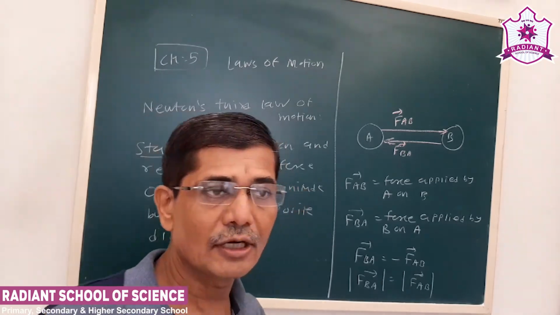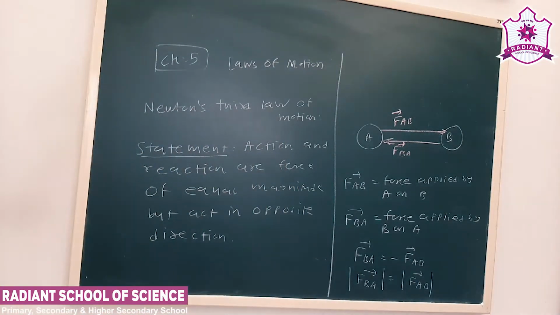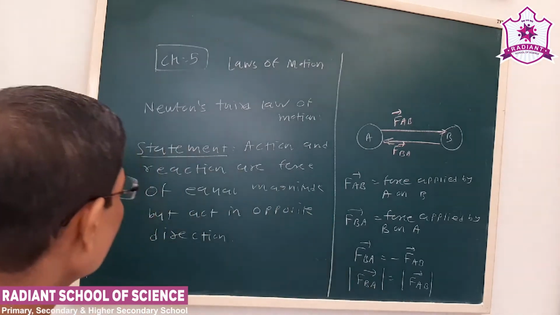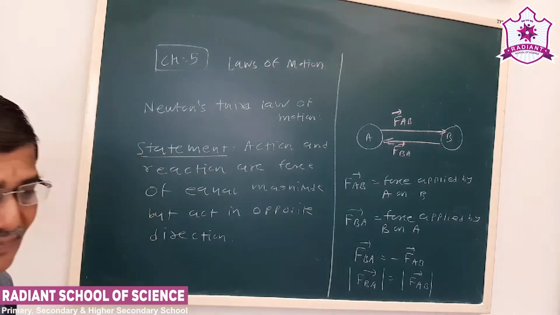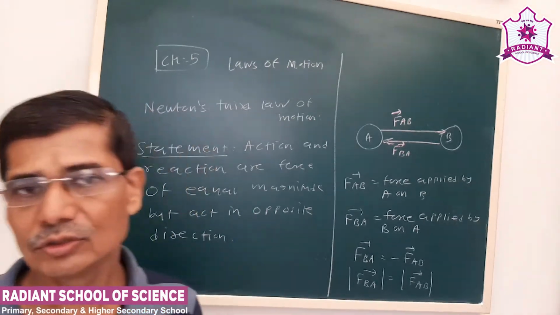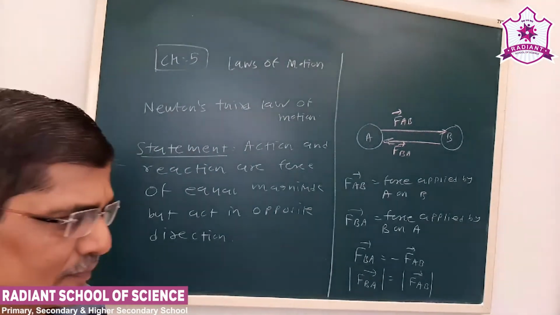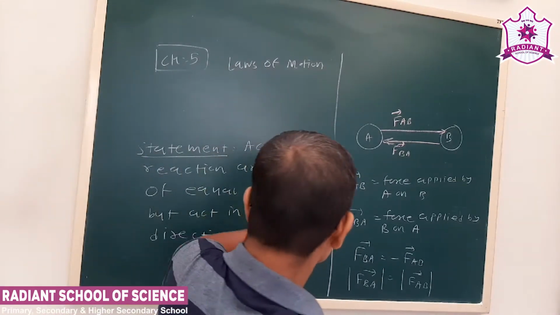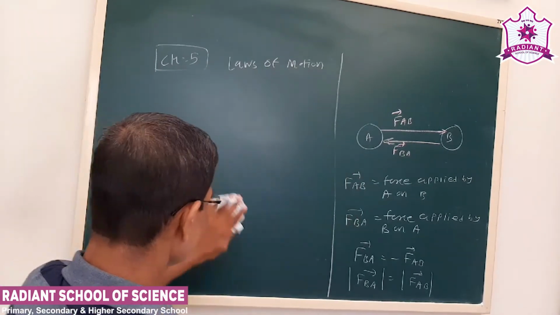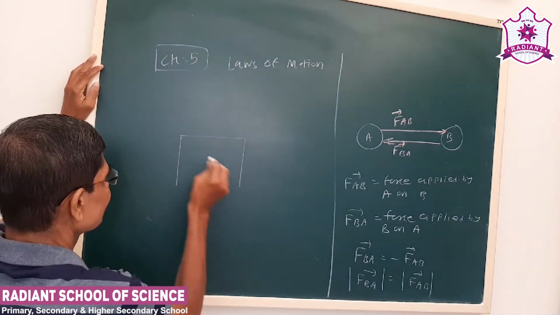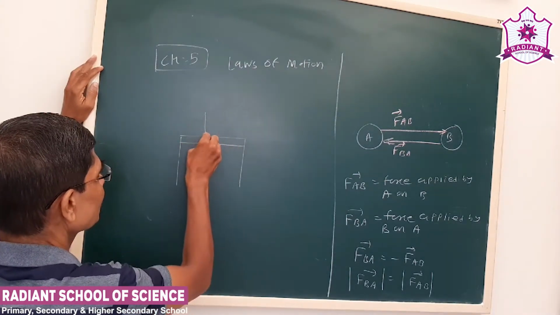The third law says forces are always in pair. The third law says forces are always in pair and isolated forces do not exist. Let us see how. Now we take a simple example. Let us say a table is there, and a block is lying on it.